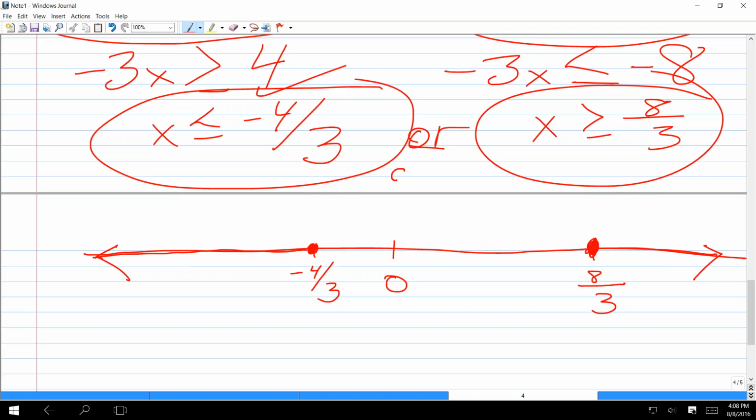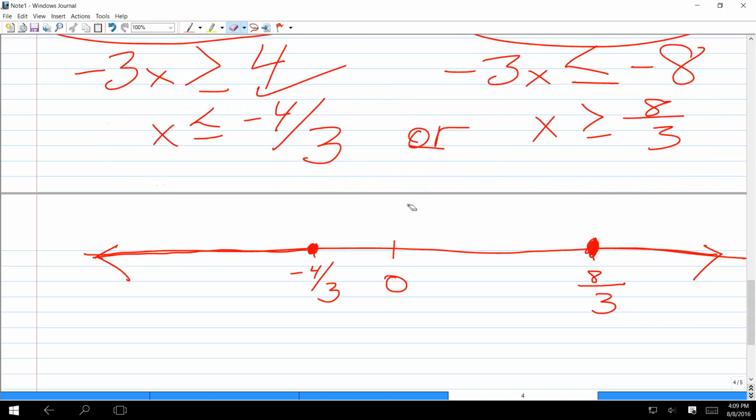If I change this and make it an and, that changes everything, but we won't get into that yet. We may or may not get into that. That's a very complicated distinction. Let's get into it. Let's say our answer was the following. X is greater than or equal to minus 4/3, or X is less than or equal to 8/3. Let's suppose that's our answer.